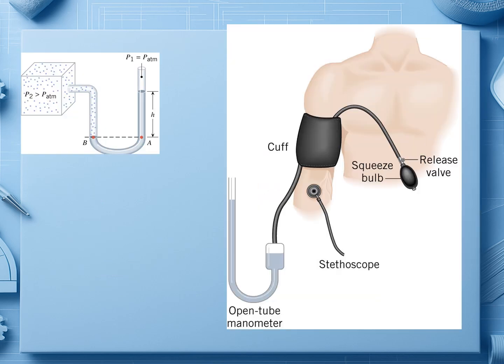So we have here a sphygmomanometer. This device is used to measure blood pressure. The blood pressure in your feet can be greater than the blood pressure in your head, depending on whether a person is standing or reclining.